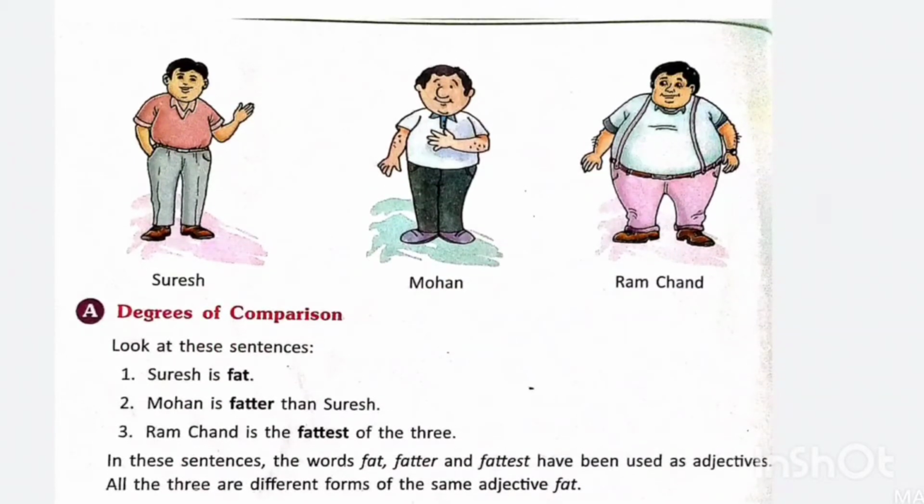In this picture you may see three people standing. According to degree of comparison, we'll compare them, okay? So in number 1, Suresh is fat. In number 2, Mohan is fatter than Suresh. That means we are comparing Mohan to Suresh. And in number 3, Ramchand is fattest of 3. That means we are comparing Ramchand among them. Isn't it? So the words fat, fatter, fattest have been used as adjective. And all the three are different forms of the same adjective fat. Okay, the fat, fatter and fattest.